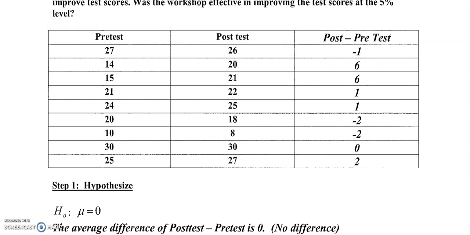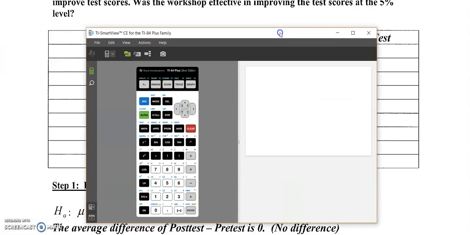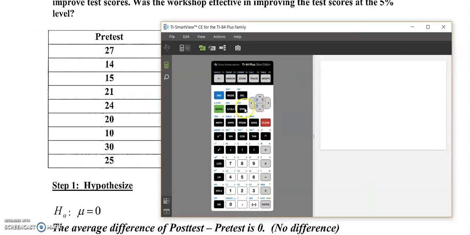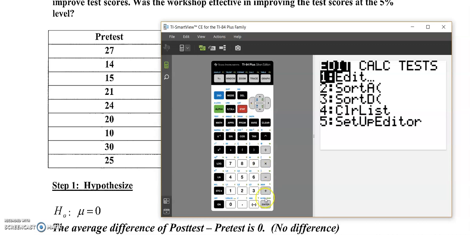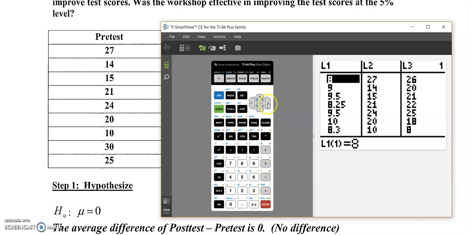So before we set up the H0 and the HA, I'm going to show you how to do this in the calculator to get it set up. So I move my calculator over. I press Stat, number 1 for Edit. In list 2, I put all the pre-test scores, and in list 3, I put all the post-test scores. But remember, we're not looking at the pre-test or the post-test, we're looking at the difference between the two, and we're going to do post minus pre.